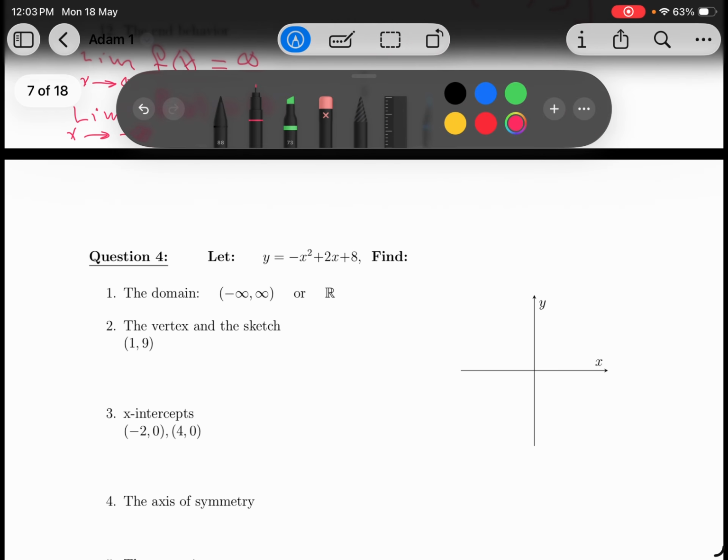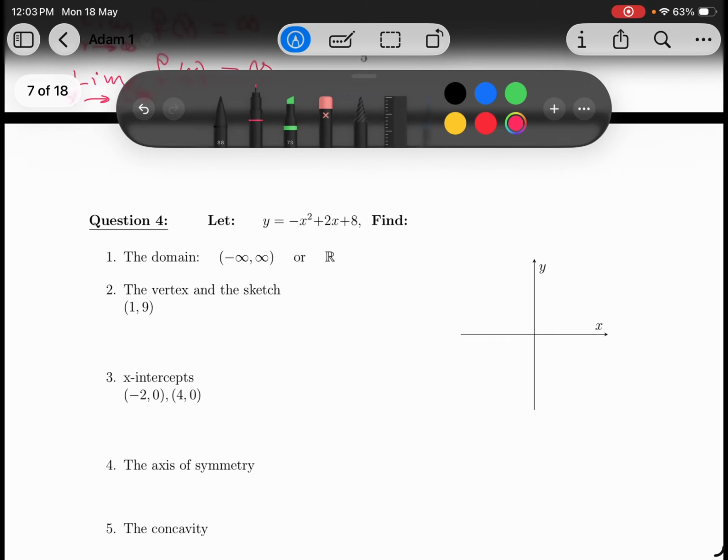Okay, and here guys we have this very nice, beautiful quadratic function. We will find these properties. Yes, here in this function we have the value of a, and a here equals minus 1, b equals the x coefficient, which is 2, and c equals 8. Okay, so the domain is from minus infinity to infinity, or this fancy R, or I can add this capital R with this extra touch here.